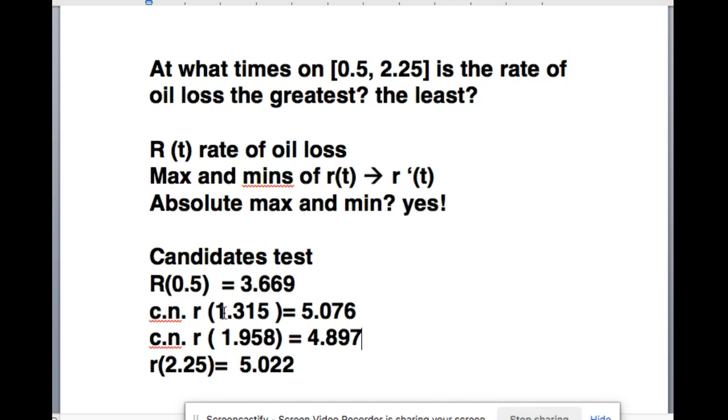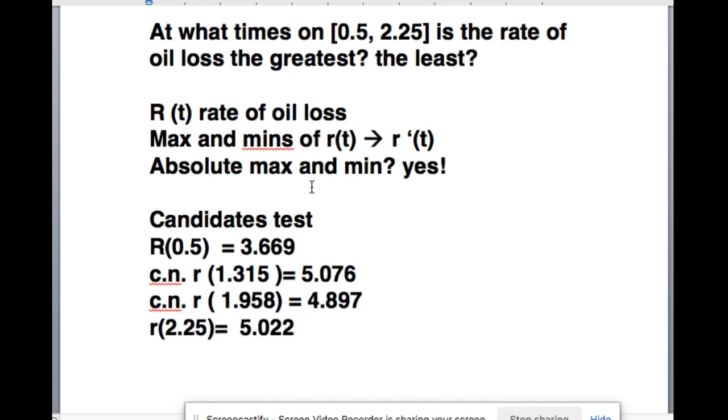So I did my candidates test. I showed the 2 endpoints in the evaluation. I found the critical numbers and evaluated them in R of t. And now I need to know which one of these R of t values is the greatest. And that is right here. So I'm going to say at time equals 1.315 seconds, the rate of oil loss is the greatest.